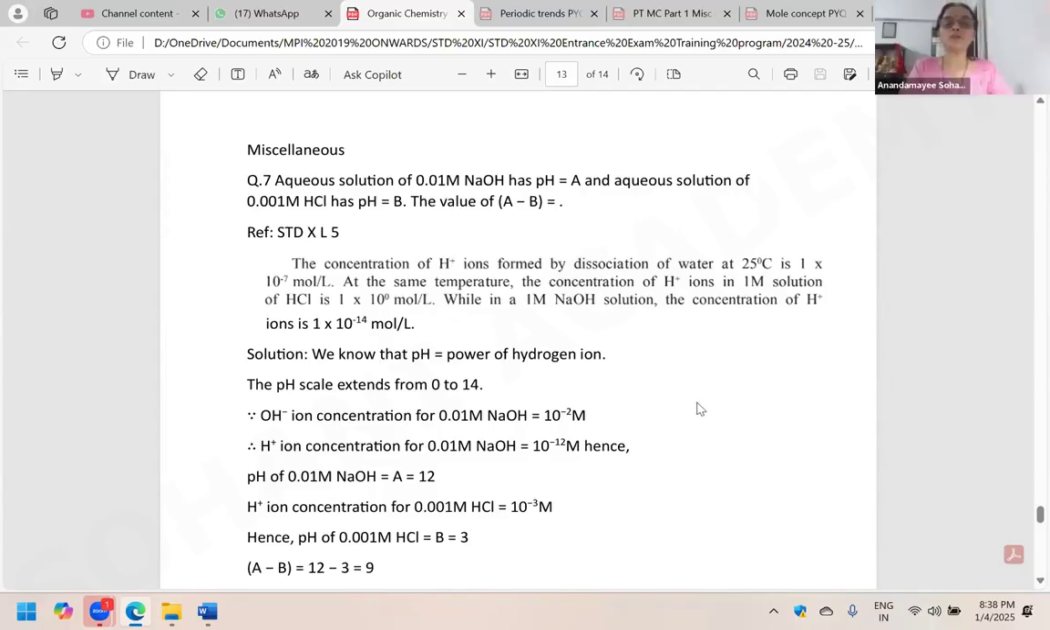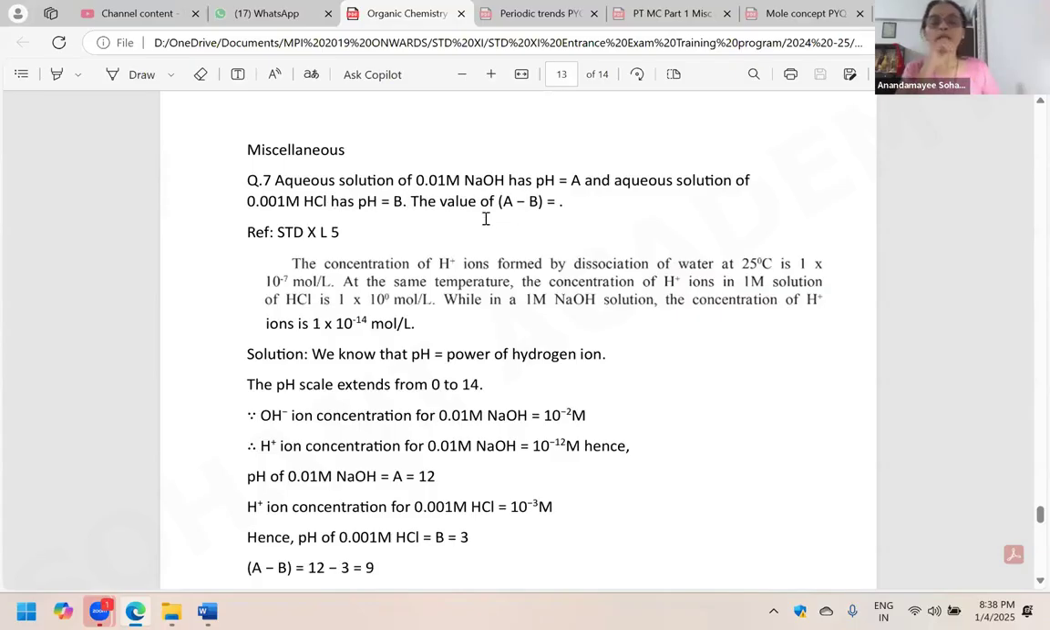Okay. Now, miscellaneous. So these were the questions on organic. Now let us discuss a few questions in miscellaneous category, which will not come in any particular topic. Now, this is a miscellaneous question on pH. Aqueous solution of 0.01 molar NaOH has pH A. An aqueous solution of 0.001 molar solution of HCl has pH B. Find the value of A minus B.